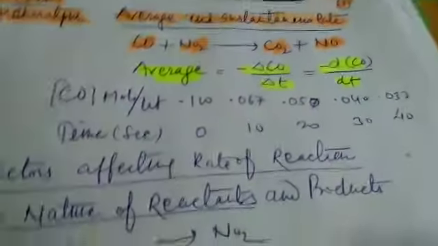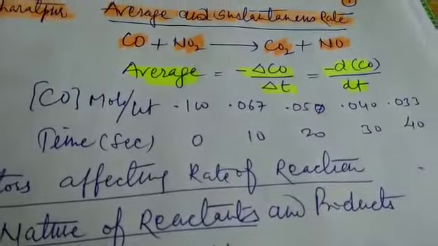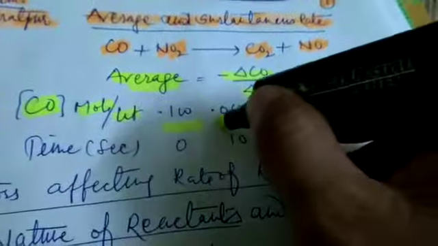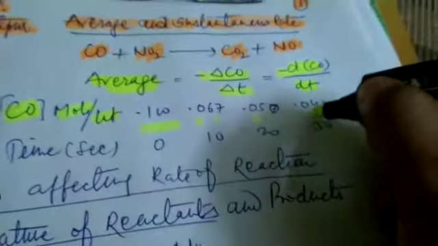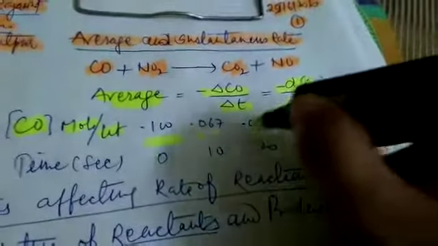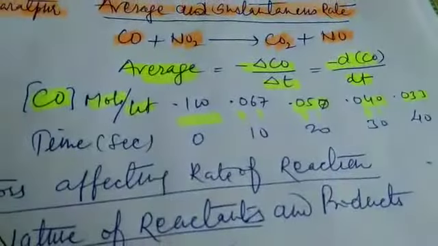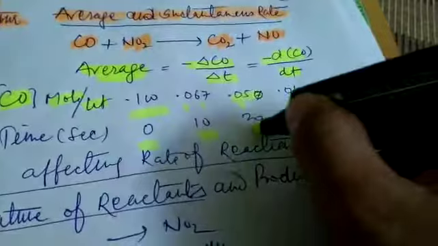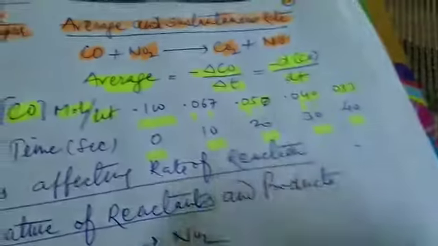Now consider the data given for this reaction. The concentration of carbon monoxide is 0.100, 0.067, 0.050, 0.040 and 0.033, and the time is 0 second, 10 second, 20 second, 30 second and 40 second.